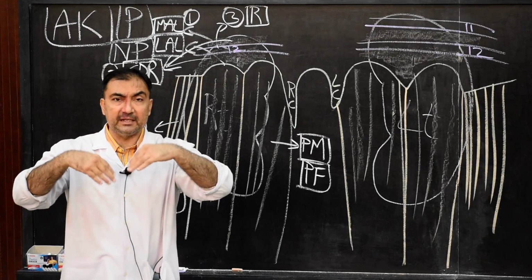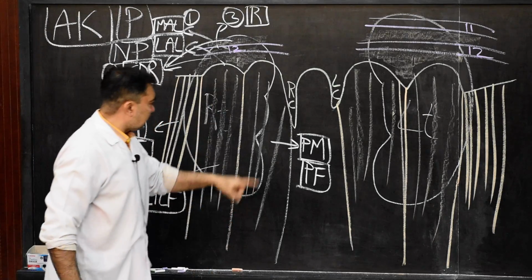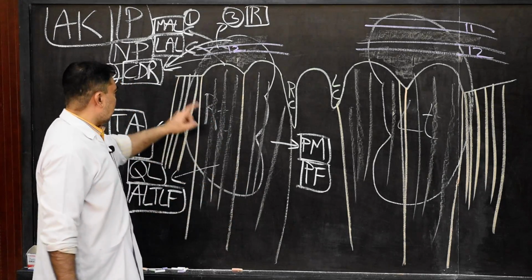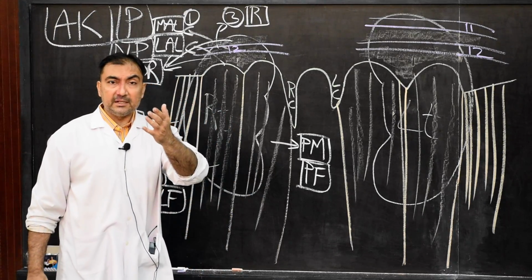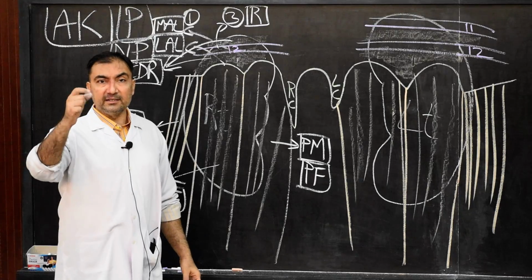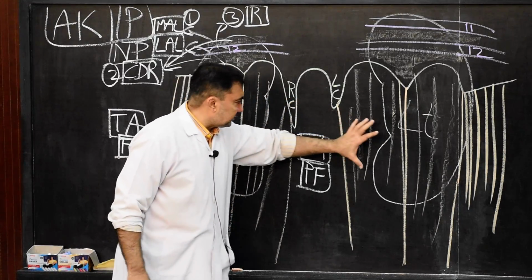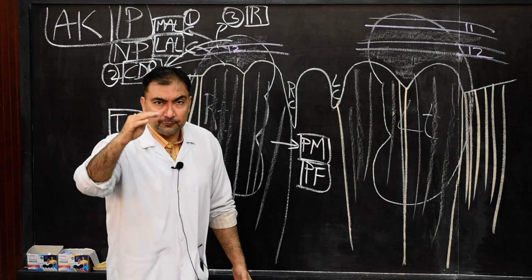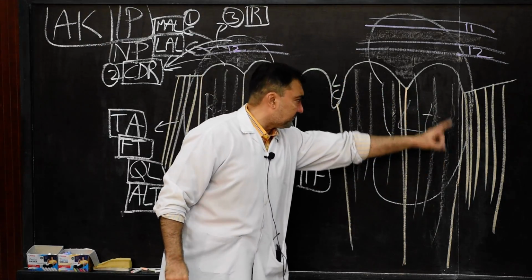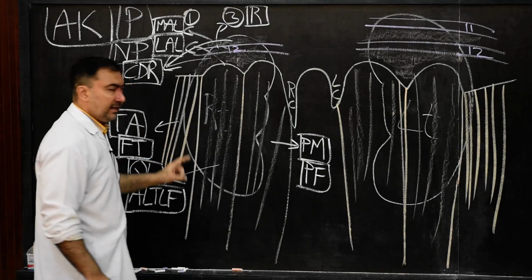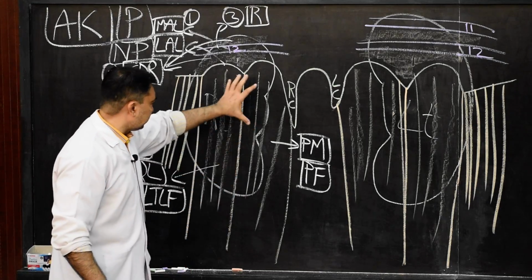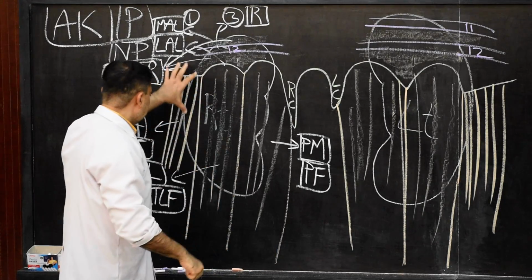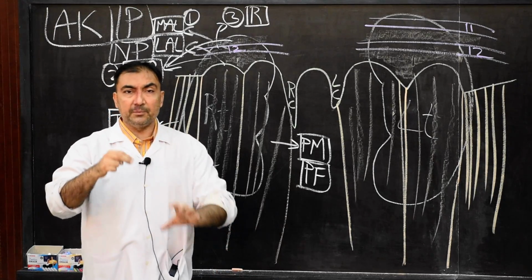What are the relations in the lower part of the kidney posterior surface? Three muscles, medial to lateral: psoas major covered by psoas fascia, quadratus lumborum covered by anterior layer of thoracolumbar fascia, and transversus abdominis muscle covered by which fascia? Fascia transversalis. So these are the three muscles related to the posterior surface of both the kidneys in the lower half, and all three are covered by their respective fascia.